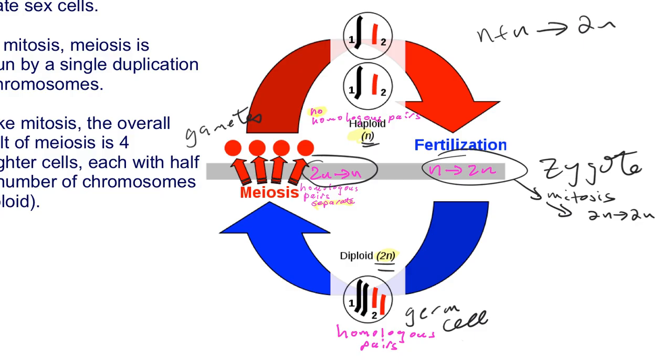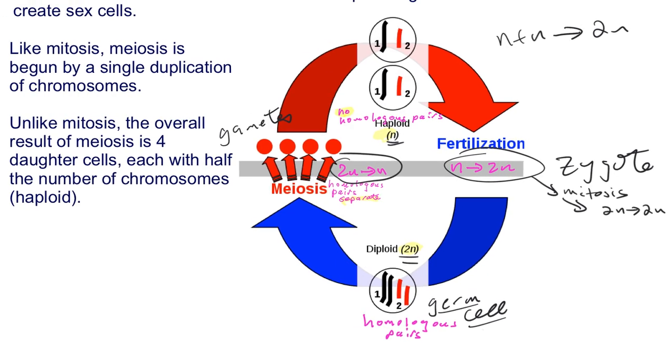Okay, but in special cells, in the testes, meiosis will occur. And that's what this blue arrow is showing. One of the 2N germ cells will do meiosis and form egg and sperm, etc. So that's the life cycle.